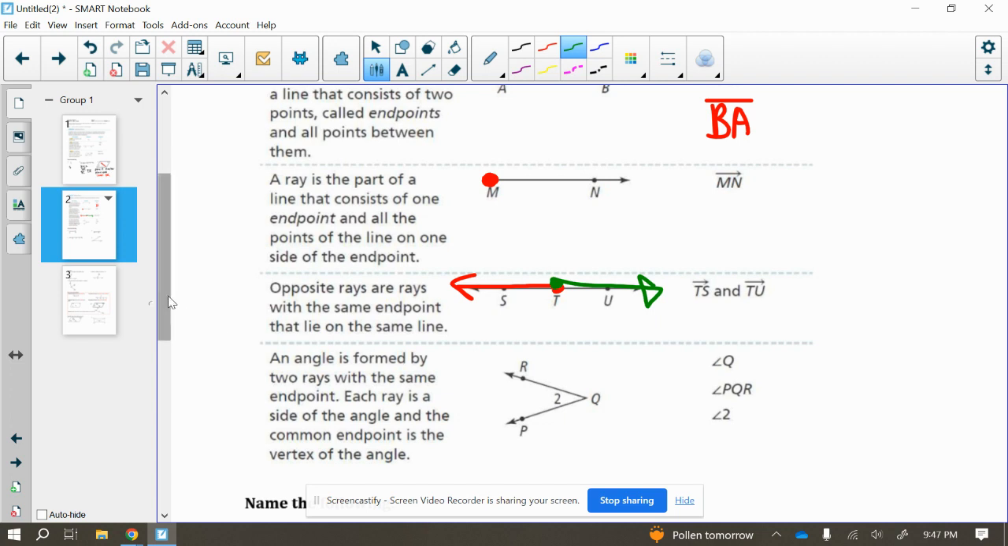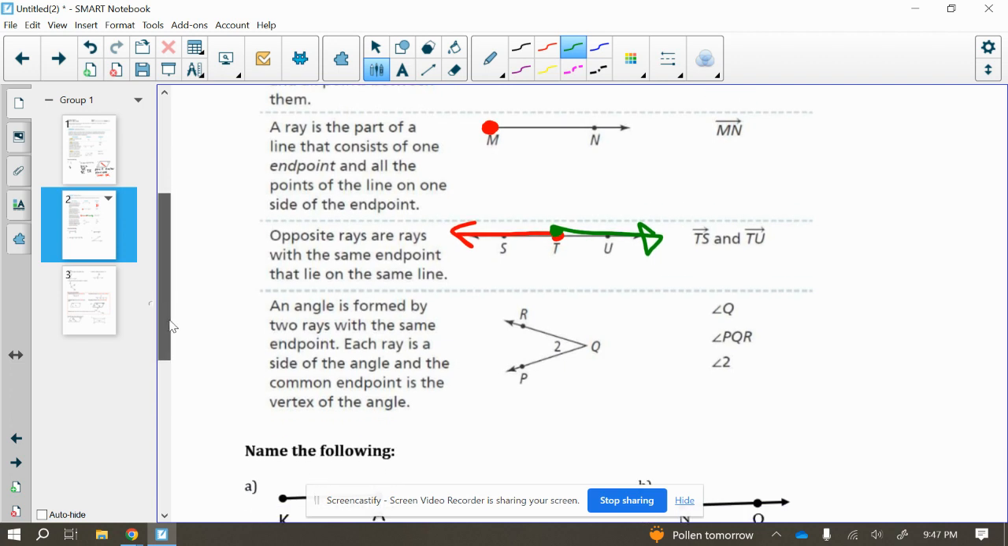And then last but not least, we have an angle, and an angle is formed by 2 rays with the same endpoint. So in this case, they both have an endpoint at Q. Each ray is a side of the angle, and they extend from that common endpoint called the vertex. So we have a vertex here at Q.